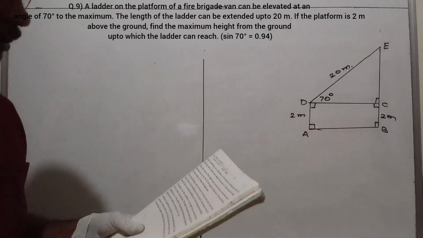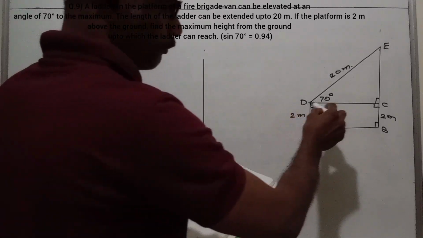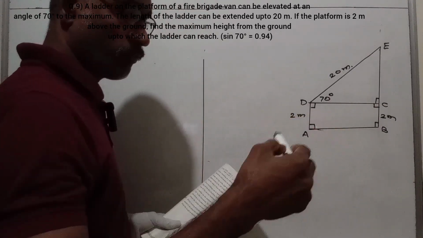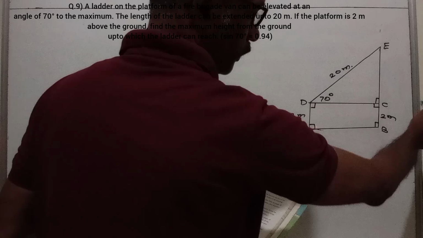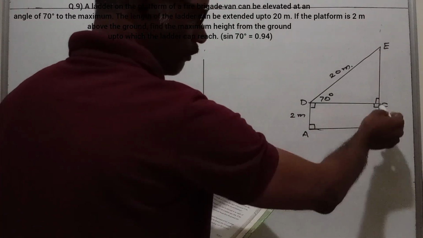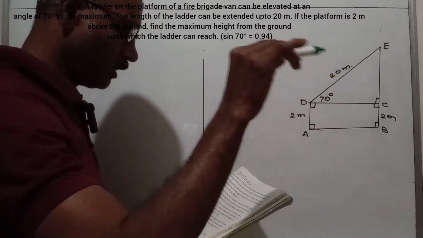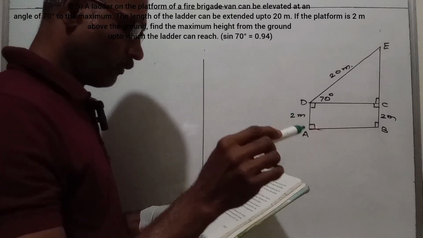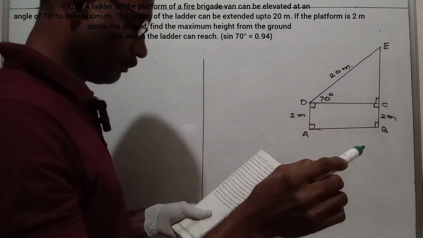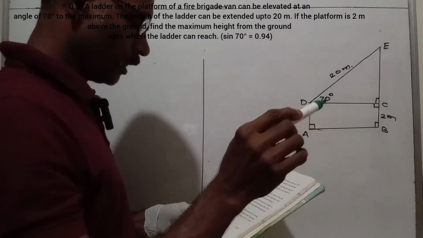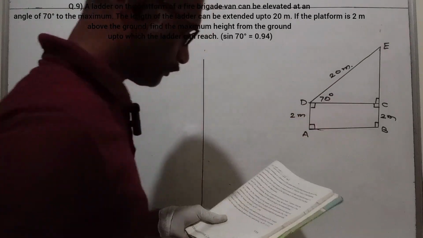Question number 9. A ladder on the platform of a fire brigade van. This is the platform on a fire brigade van. Suppose here is the fire brigade van, and this platform that is on the fire brigade van can be elevated at an angle of 70 degree to the maximum. See here, 70 degree.